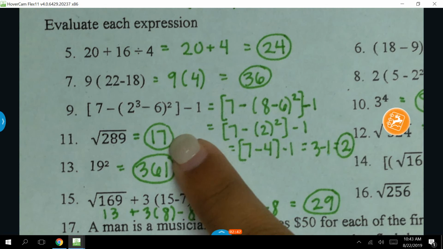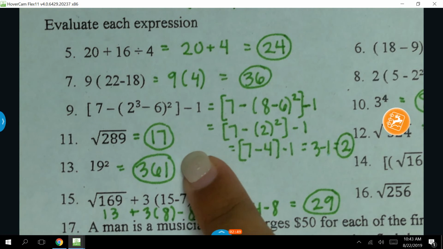Number 11 and 13, we should know from our test yesterday. So that is 17 and 361.